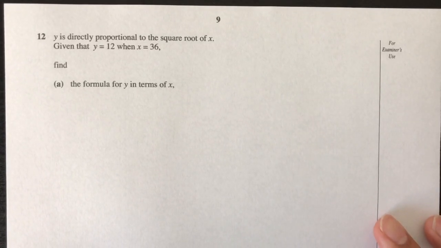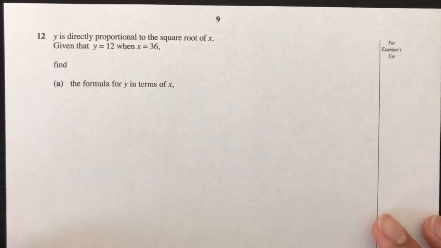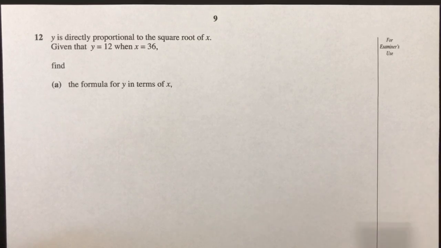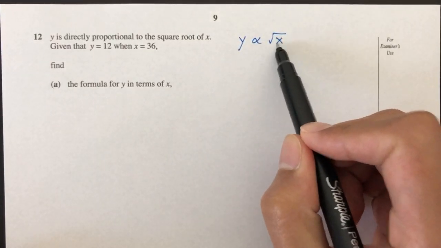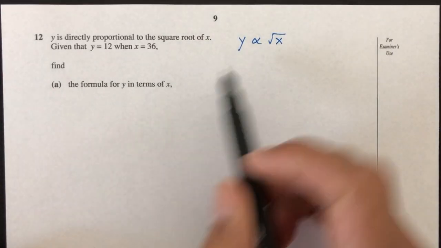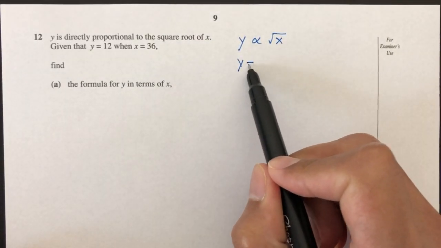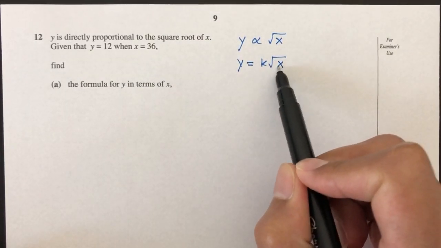Question number 12. So here we have y is directly proportional to the square root of x. So y is proportional to the square root of x. That is what it means. Now from this we get the equation y equals k times the square root of x.